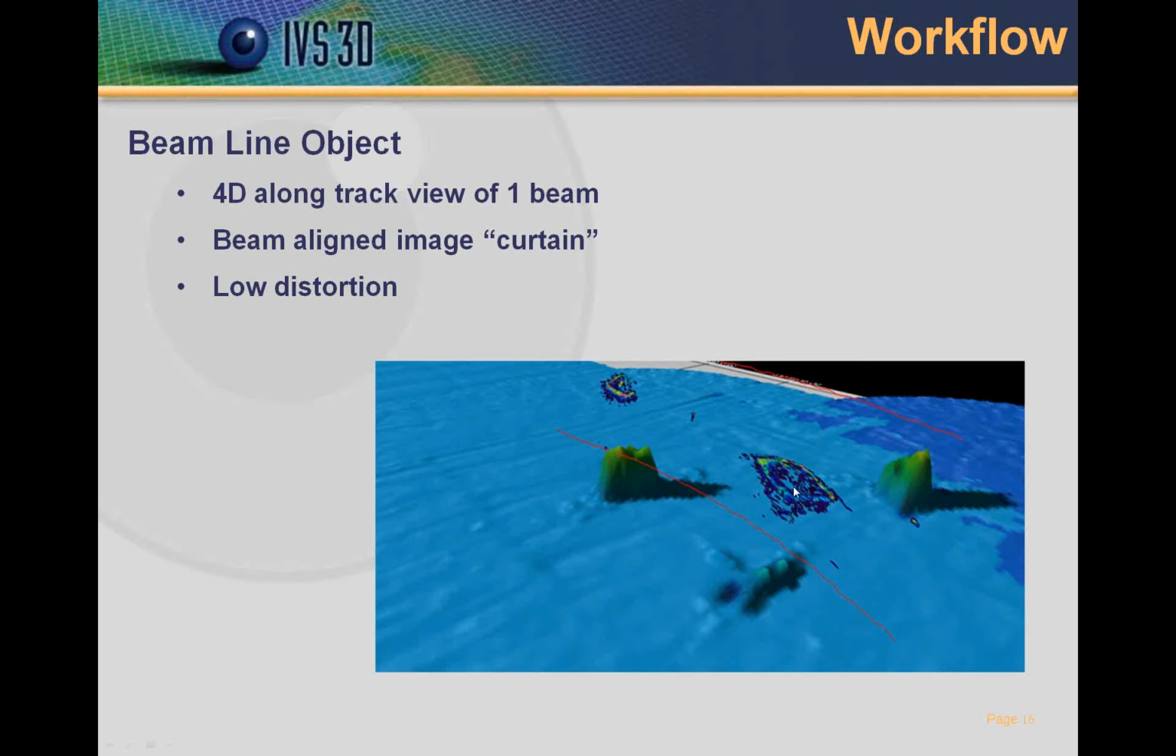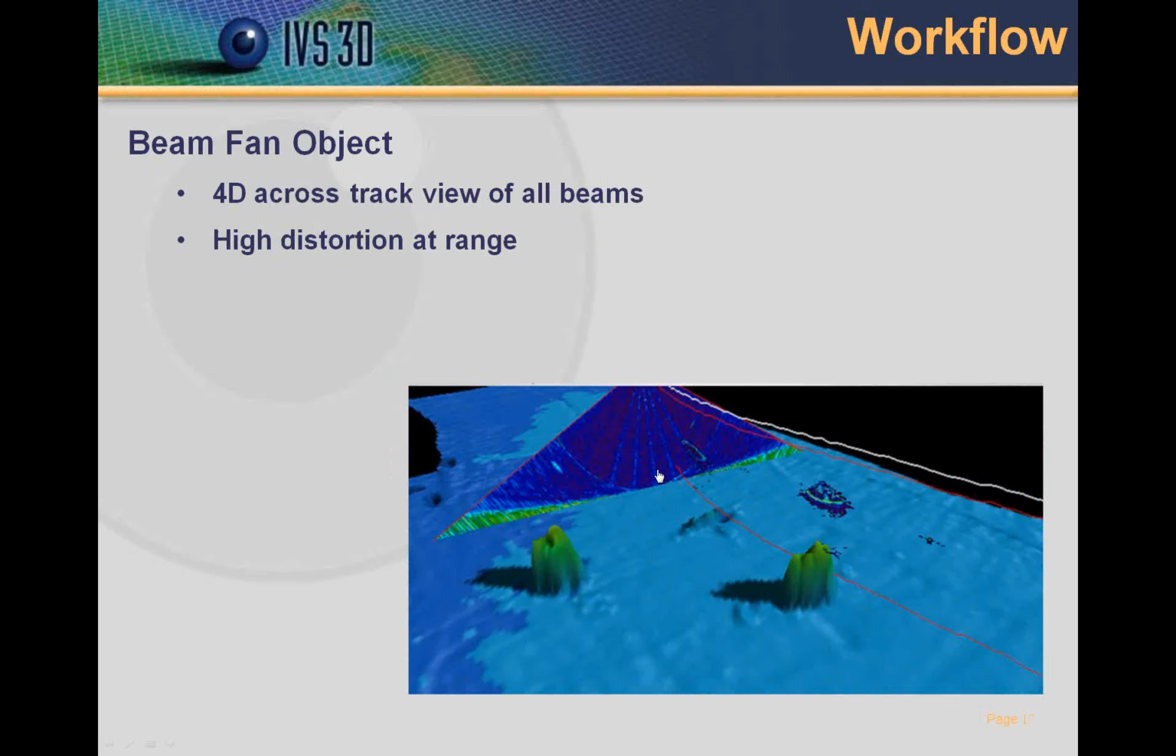One advantage of this visualization metaphor is that there's low distortion across track. Because it's a long track, your resolution is really good top to bottom, 0 to max range, because it's the sample resolution, and your long track resolution is basically your ping resolution. That's different from the next object, which is the beam fan object.